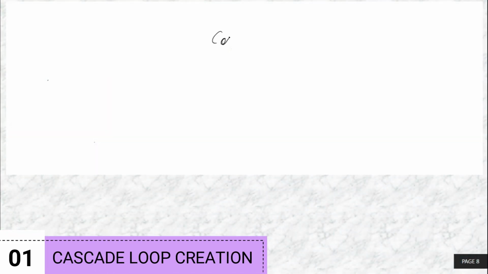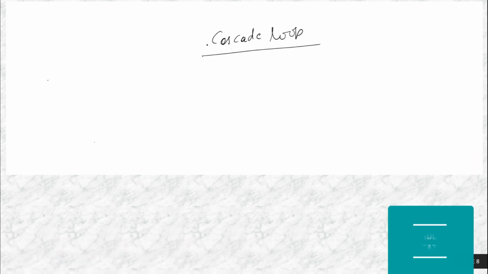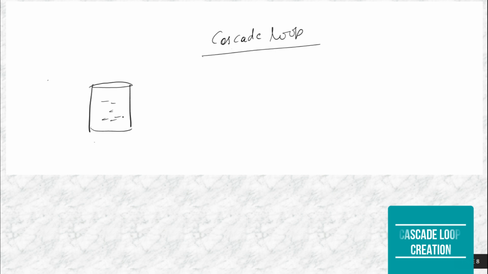Cascade loop. What will we do in the cascade loop? Here we will see what the use of a cascade loop is. Suppose one tank is there, and in this tank some fluid is filled.